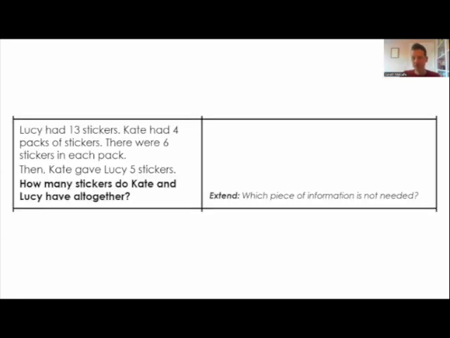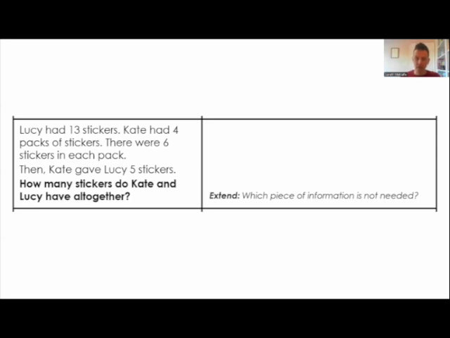Now, of course, the non-routine challenges are very varied. Let me share this one with you. This is a way of drawing out reasoning from just one example question. Lucy had 13 stickers. Kate had 4 packs of stickers. There were 6 stickers in each pack. So, of course, Kate has 24 stickers. Then Kate gave Lucy 5 stickers. And the question is, how many stickers do Kate and Lucy have altogether?